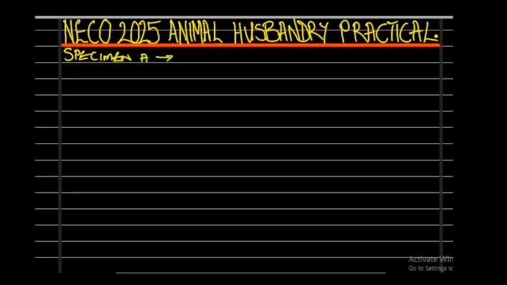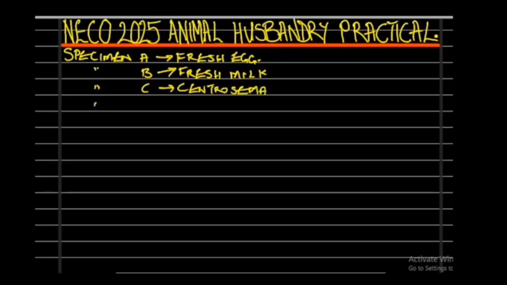Specimen A is fresh egg. Our specimen B is fresh milk. Our specimen C is centrosema. Our specimen D happens to be Bahama grass. Our specimen E is animal bone.